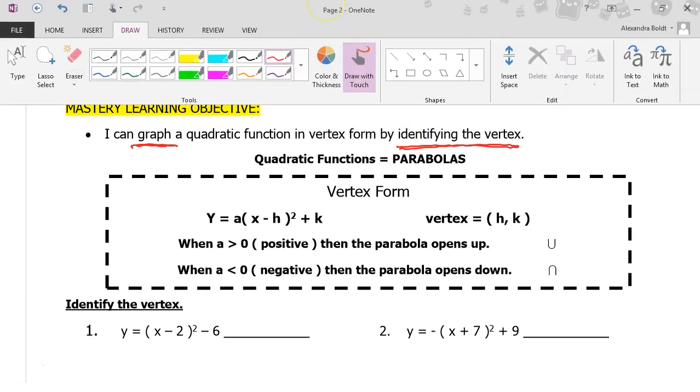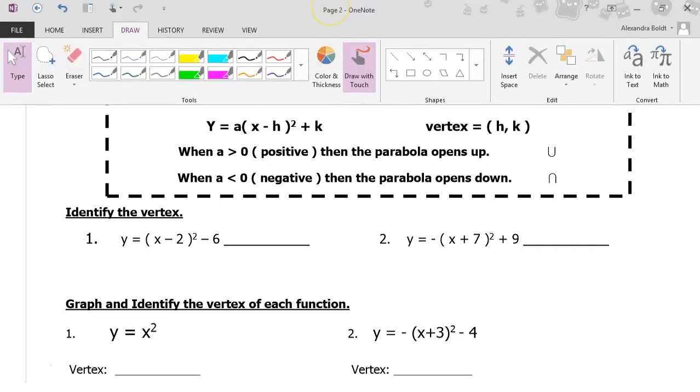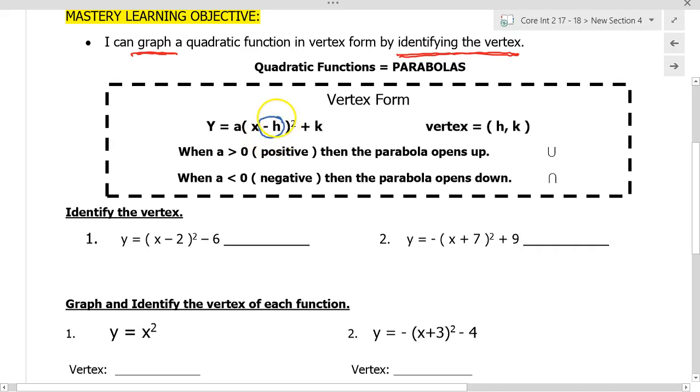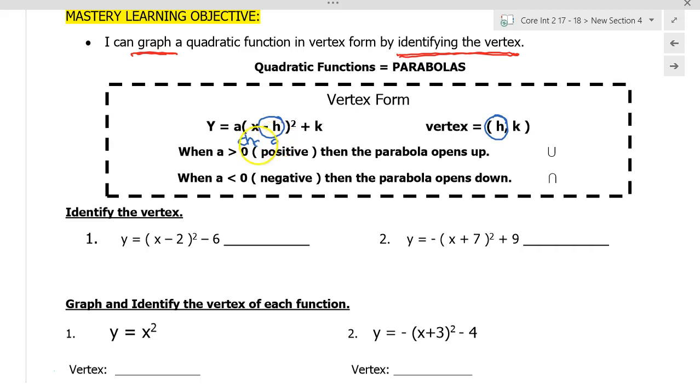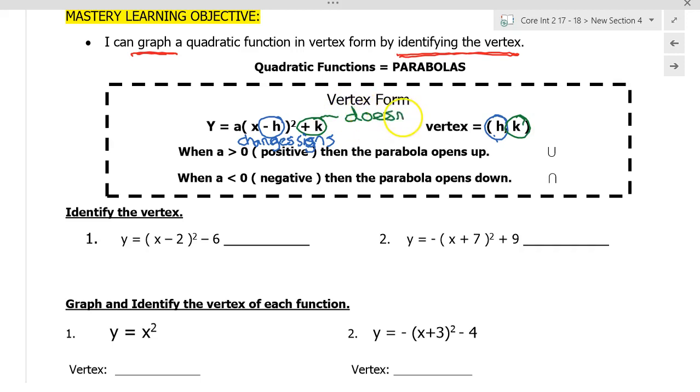So what is vertex form? y equals a times x minus h, squared, plus k. I have an h, which if you notice changes sign: it's minus here, positive in the vertex. And then I have a k, which doesn't change sign.